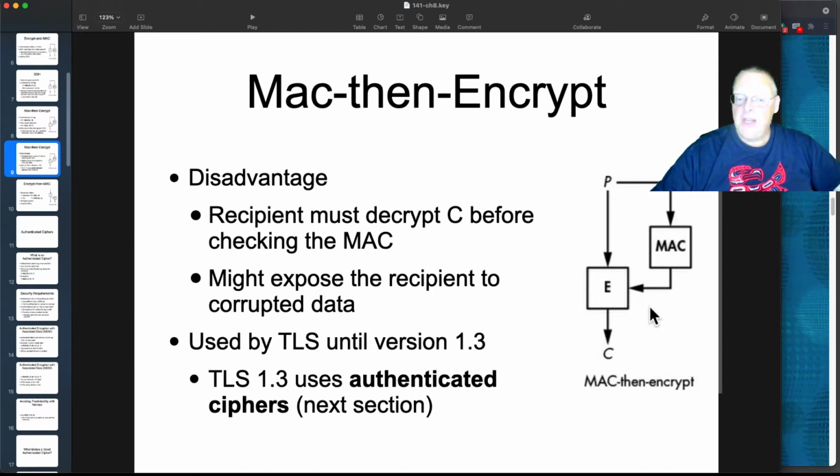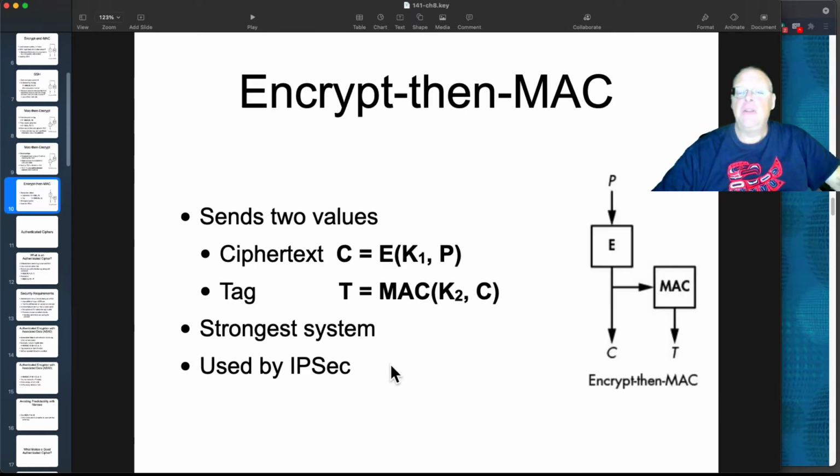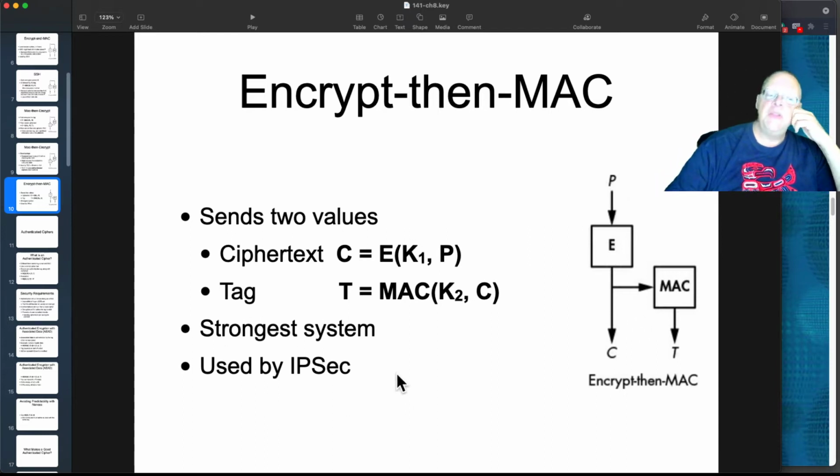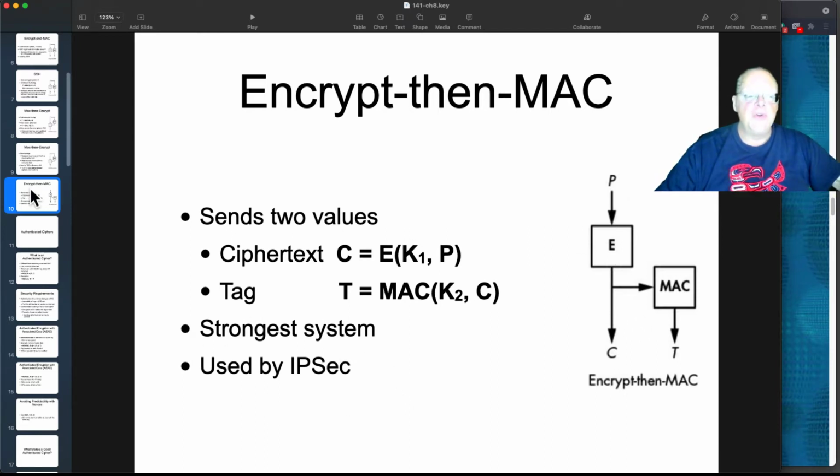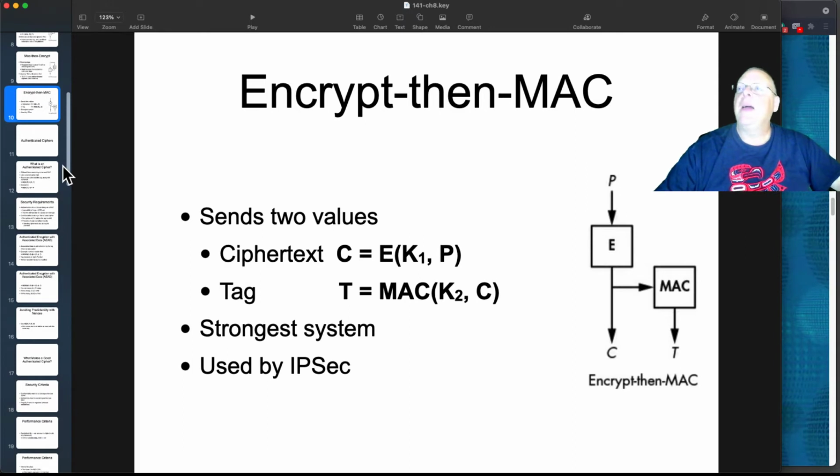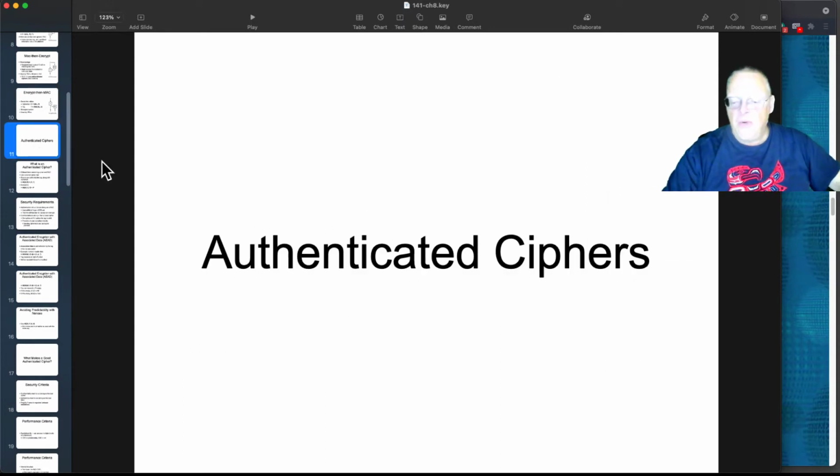But this is what TLS used until 1.3. And this is considered the most secure system. You encrypt it, and then you attach a MAC tag to the ciphertext. Now the receiver can check the MAC tag to see if the ciphertext is corrupt and not bother to decrypt it unless it is not corrupt, and then they decrypt it. So it seems to be the strongest and the best system, and that's what's used by IPsec, which is used by a lot of VPNs these days.